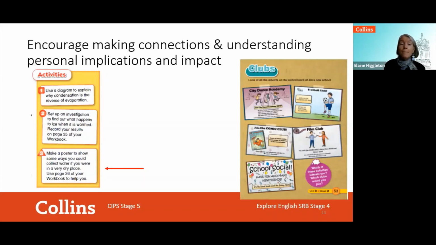And 3, make a poster to show some ways you could collect water if you were in a very dry place. Students might be asked to do that imaginatively if they live in a very wet place like I do, the west of Scotland, but students can also do this with personal or local application if they live in a very dry place. And conservation of water and generation of water is an important issue. You can immediately contextualize that to your local situation or your personal situation.